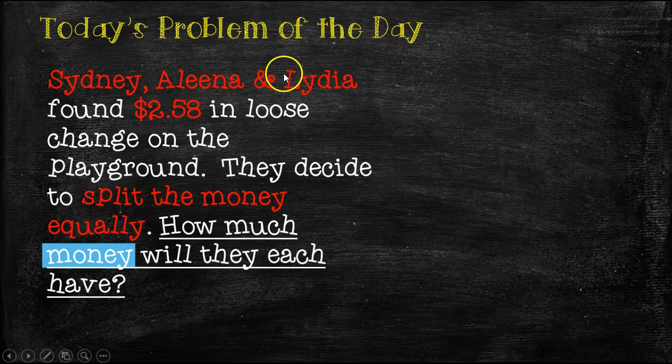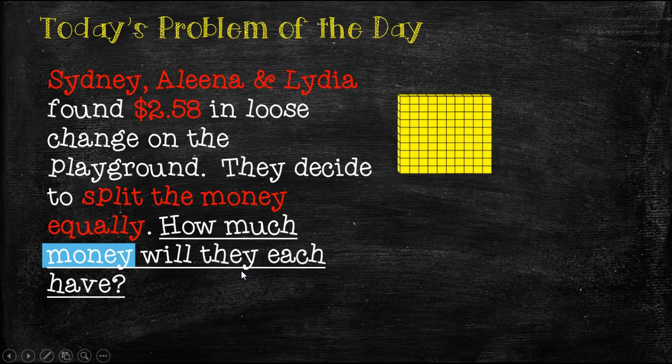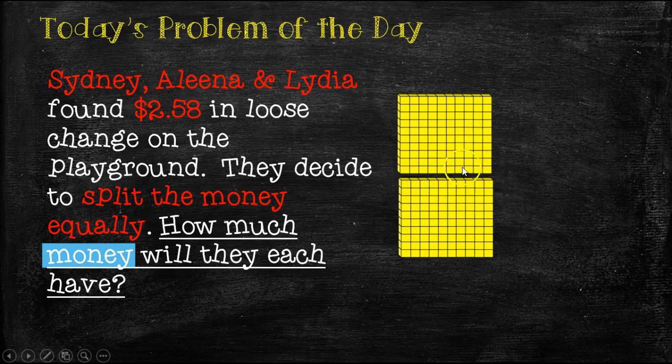So with this important information that we know and underlining the question, do you think that we're going to add, subtract, multiply, or divide to find the answer? Well, if you said divide, you would be correct. We're going to talk about this using base 10 blocks. This, of course, is our hundreds block. So we are going to have 2 of them because our first number here is 2. We have $2, which is equal to 200 pennies or 200 blocks.